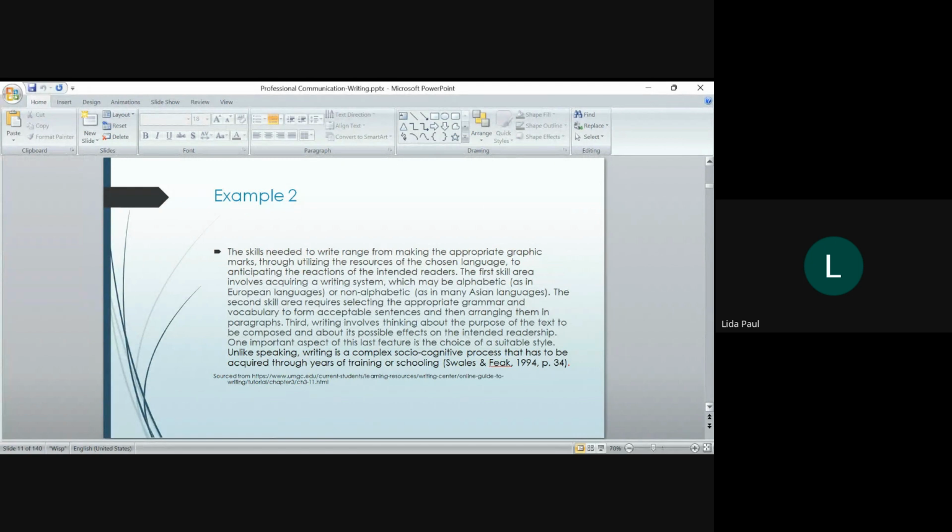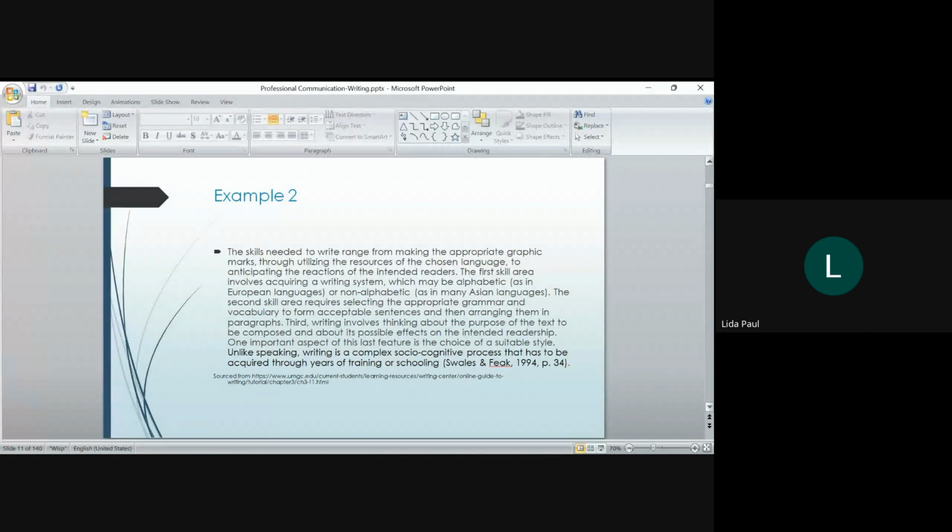The paragraph is still about writing, right? All the sentences are tying up and pointing towards the idea of writing. That's what the paragraph is about. So, which sentence holds that? Which sentence carries that information that this paragraph is about writing? The first sentence, right? The skills needed to write range from.